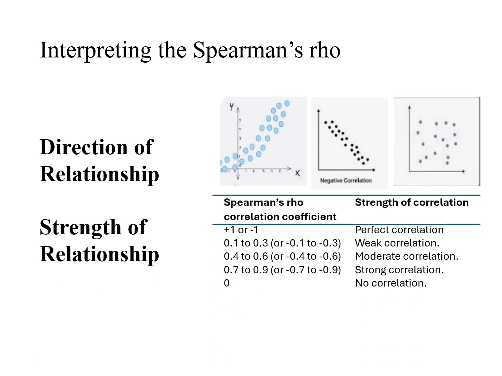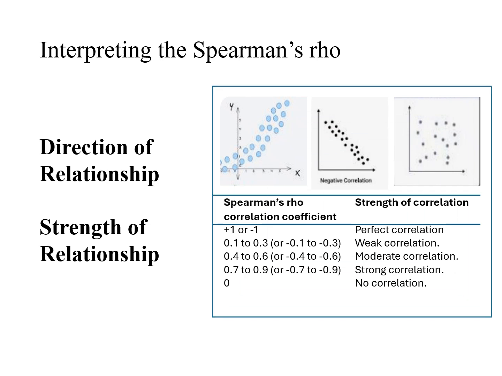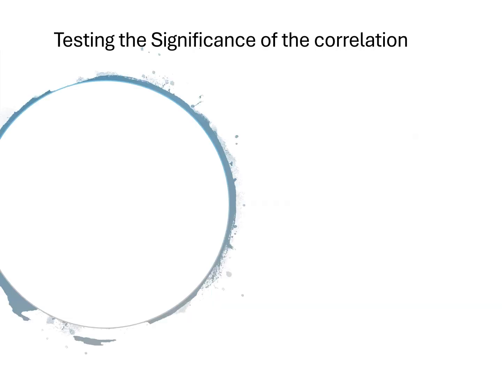Next, let's assess the strength of relationship using the provided table. Positive or negative 1 suggests a perfect correlation. Positive or negative 0.1 to 0.3 suggest a weak correlation. Positive or negative 0.4 to 0.6 indicate a moderate correlation. Positive or negative 0.7 to 0.9 suggest a strong correlation, and 0 indicates weak or no correlation.